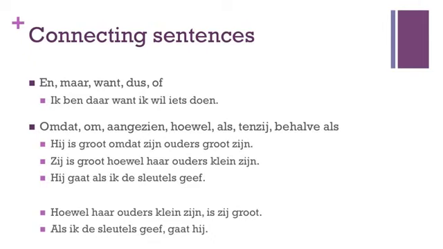So, one last comment. These connecting words can as well be put in front of a sentence. Then, the second sentence has an inversion, subject-verb as well, and there's a comma after the sentence. As in, hoewel haar ouders klein zijn, is zij groot. And, als ik de sleutels geef, gaat hij. For the connecting words en, maar, want, dus, and of, you can't use them as first words to connect two sentences.